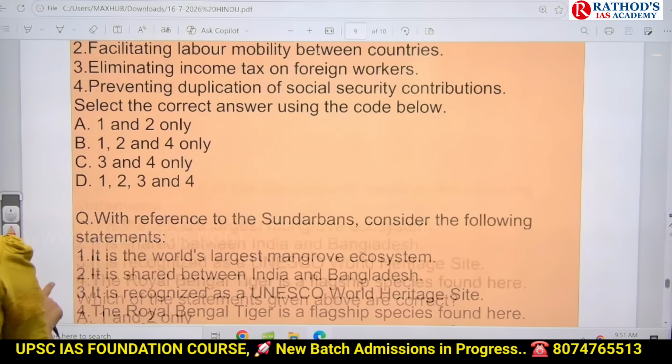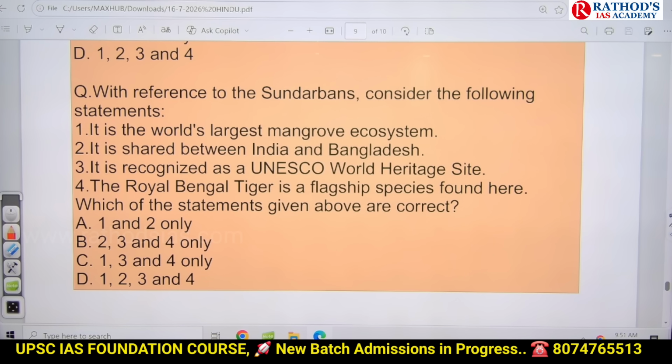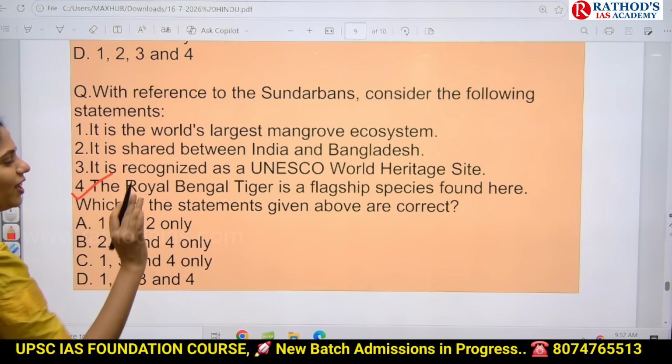See this next question, guys, about Sundarbans. First one, it is the world's largest mangrove ecosystem. It is shared between India and Bangladesh. It is recognized as a UNESCO World Heritage Site. Next one is the Royal Bengal tiger is a flagship species found here. For sure, the Royal Bengal tiger is there.